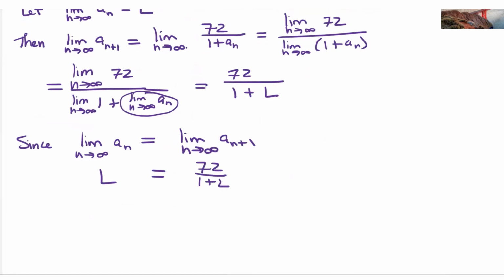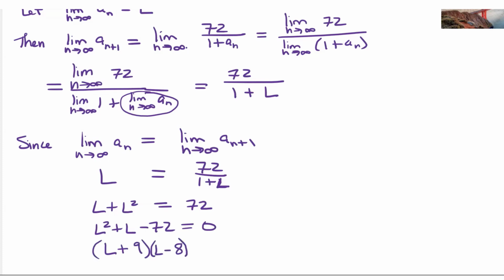So we can solve for L. Okay, so that would mean L plus L squared is equal to 72, solving the proportion. And that would mean that L squared plus L minus 72 would have to be 0. That's a quadratic equation. So factoring, we would get L plus 9 times L minus 8 would have to be 0. And that would mean that either L is equal to -9 or L is equal to 8.